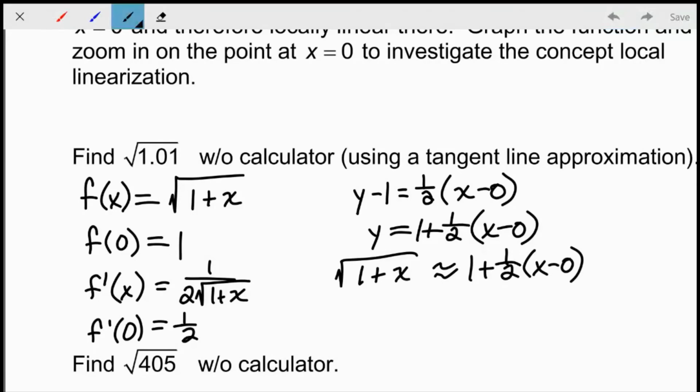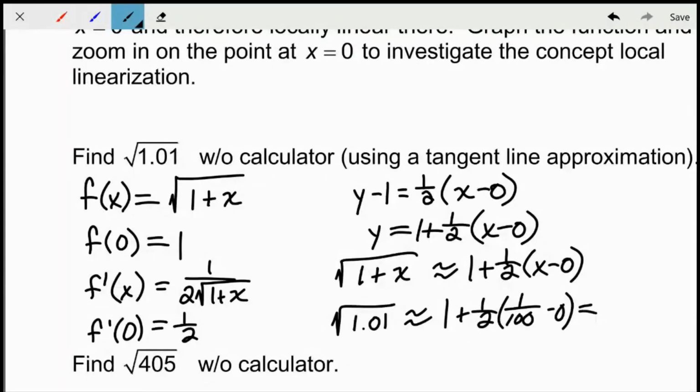Okay, so the last thing here is they want us to approximate the square root of 1.01. Well, that's going to be approximately 1 plus 1/2. And I'm going to need to plug in 0.01 for x, or 1 over 100. So that's 1 over 100 minus 0. So essentially 1 plus 1 over 200, and that would be 1.005. Now, if we do the square root of 1.01 on the calculator, you'll see that you get a value very, very close to 1.005.